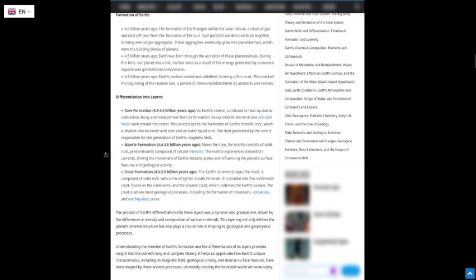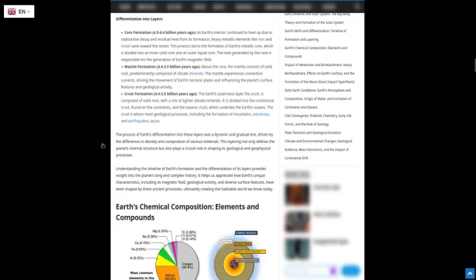Mantle formation, 4.4 to 3.35 billion years ago. Above the core, etc., etc. Crust formation, 4.4 to 2.5 billion years ago. The process of Earth's differentiation into these layers was a dynamic and gradual one driven by differences in density and composition of various materials.